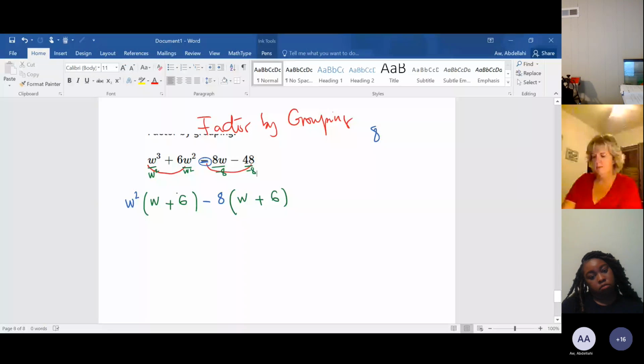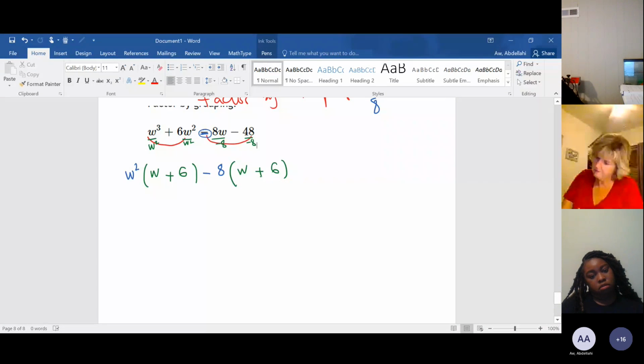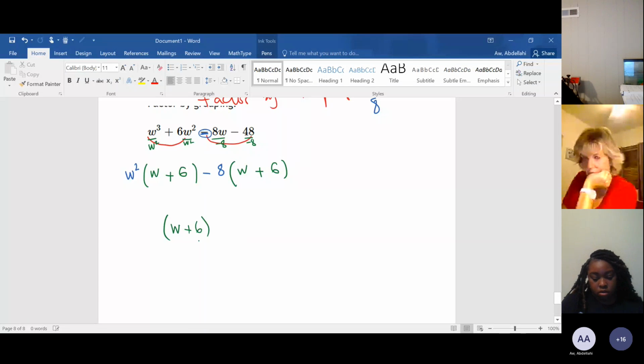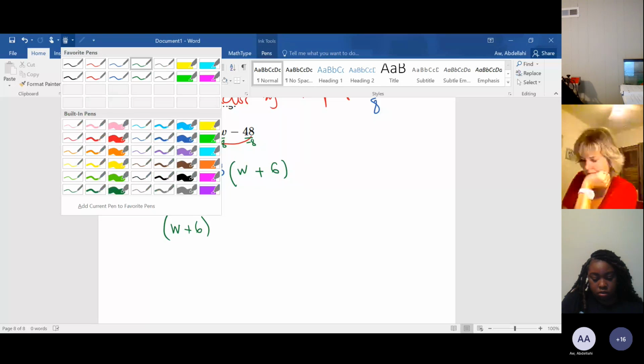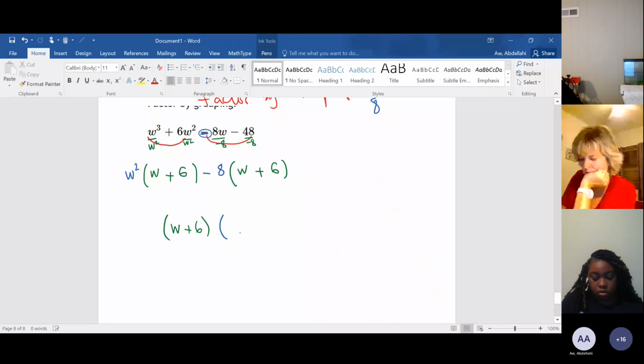Who's going to tell me what is the last step? W plus 6, so it will be W plus 6 in parentheses, right? And then the next parenthesis, what is the next parenthesis? W squared minus 8. Thank you. That's perfect. W squared minus 8.